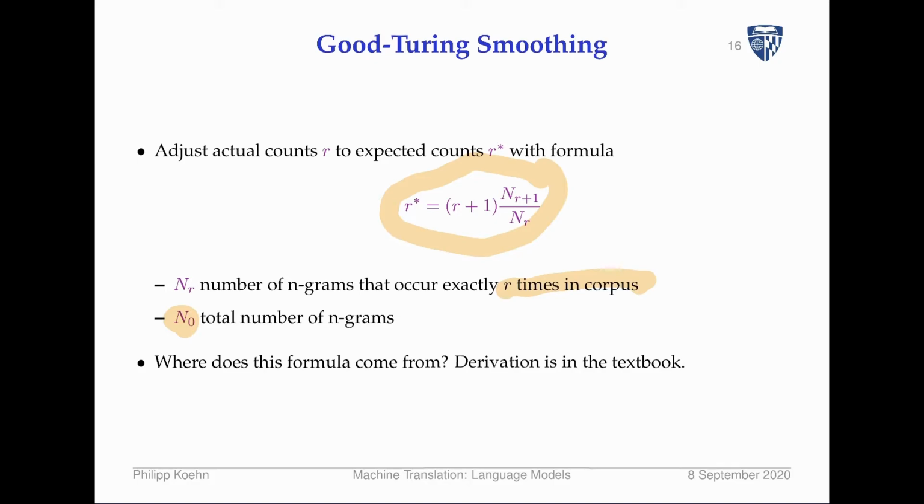So this formula seems to fall a little bit out of the sky. The math to derive it is not super simple, but there is a derivation in the textbook Statistical Machine Translation, where you can actually find out how this formula comes about. If you're mathematically inclined, interested, and curious, it's rewarding to go through how we come up with formulas like that.